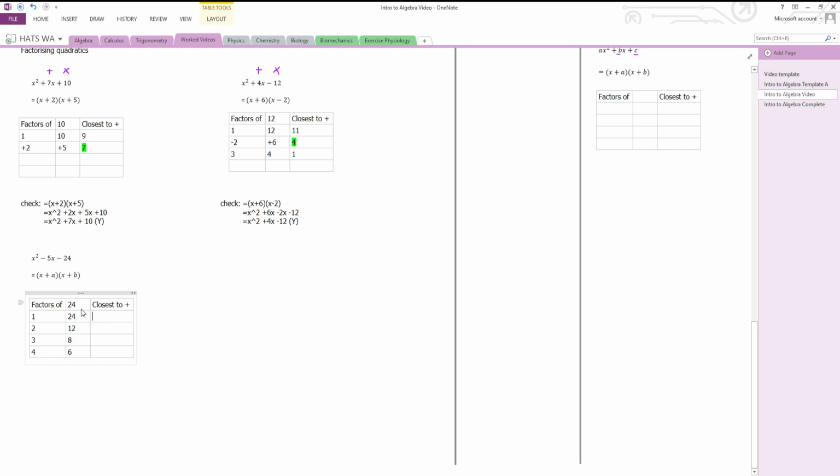So if we had, let's say, -24 plus 1, we'd get -23. That's the closest we would get to -5. We could have -12 plus 2 would be -10, or -12 take 2 would be -14. So -10 is the closest we can get to -5. And then -8 plus 3 would give us -5, so that's going to give us exactly what we want.